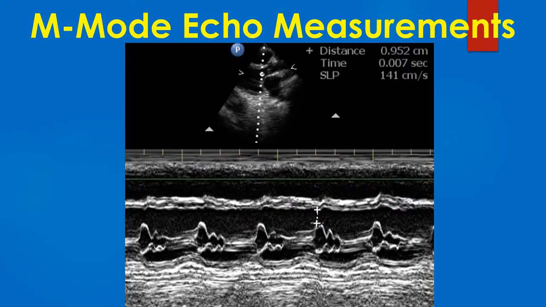Here we see the measurement of E-point septal separation, or EPSS, in severe left ventricular dysfunction. Normally it is less than 5 mm. Here it is almost 10 mm. B hump is also seen in the M-mode of the mitral valve, indicating high left ventricular end diastolic pressure.